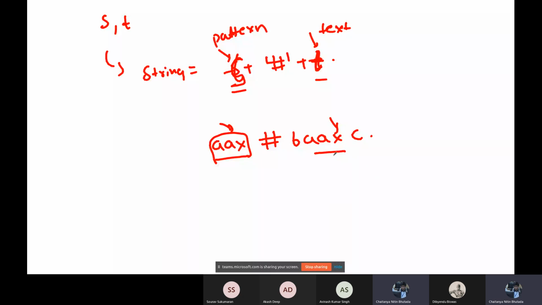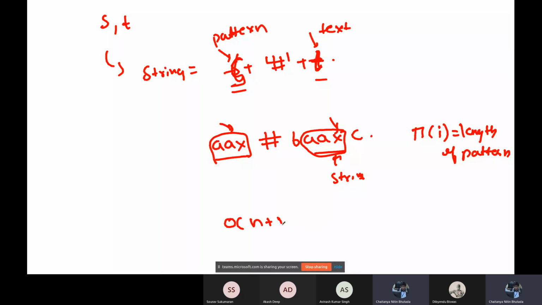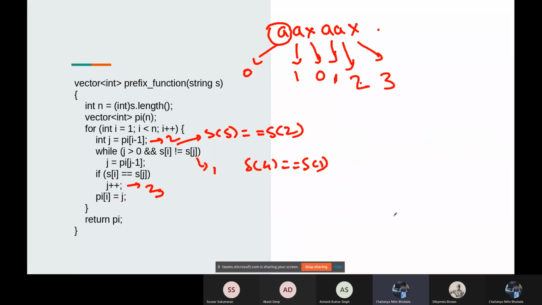So we can know that the pattern exists in this string, and we can also find the locations wherever the pi value equals the length of the pattern, that is the location where we found it. In this way, in O of n plus m, we can find a pattern match. If it is not clear, can anyone write?